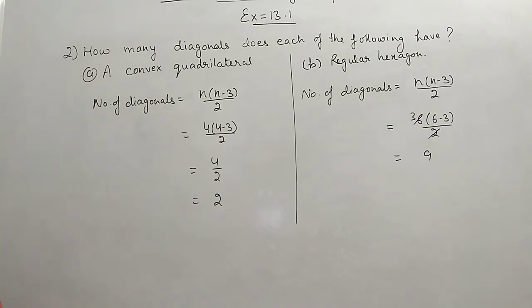In part B, the number of diagonals will be n(n minus 3) by 2. The value of n is 6. Substitute 6 in place of n and do the cancellation. So the number of diagonals will be 9.